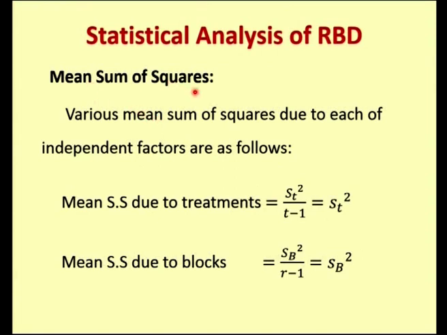Next, mean sum of squares. The various mean sum of squares due to each of the independent factors are obtained by dividing the sum of squares by its respective degrees of freedom. For example, here the mean sum of squares due to treatments is obtained by dividing the treatment sum of squares by its respective degrees of freedom, that is t minus 1, which is denoted by small s t the whole squared. Similarly, we can obtain the mean sum of squares due to blocks.